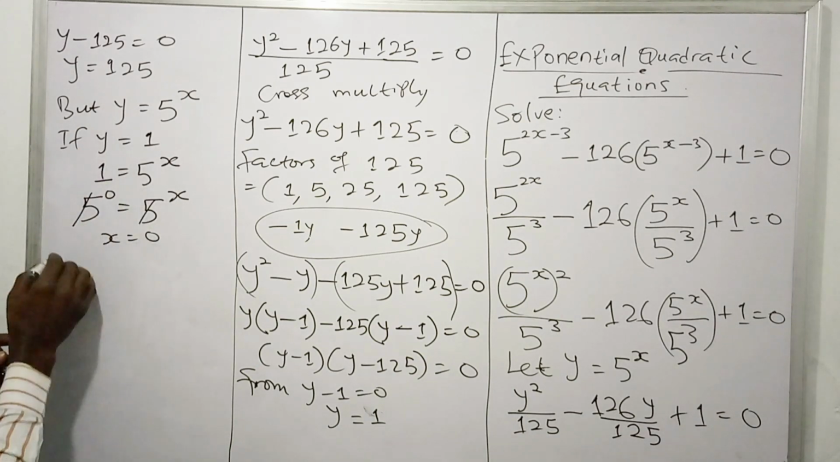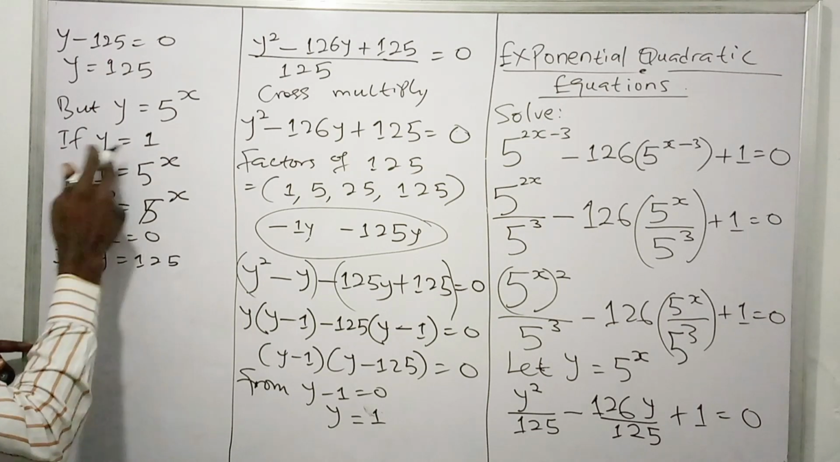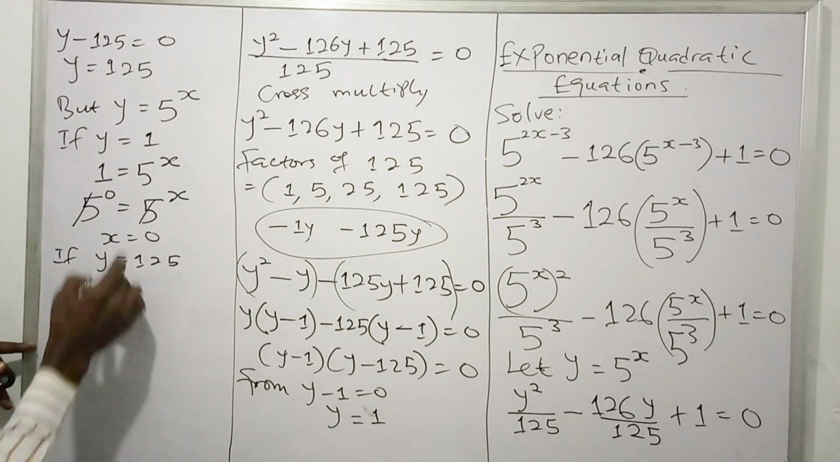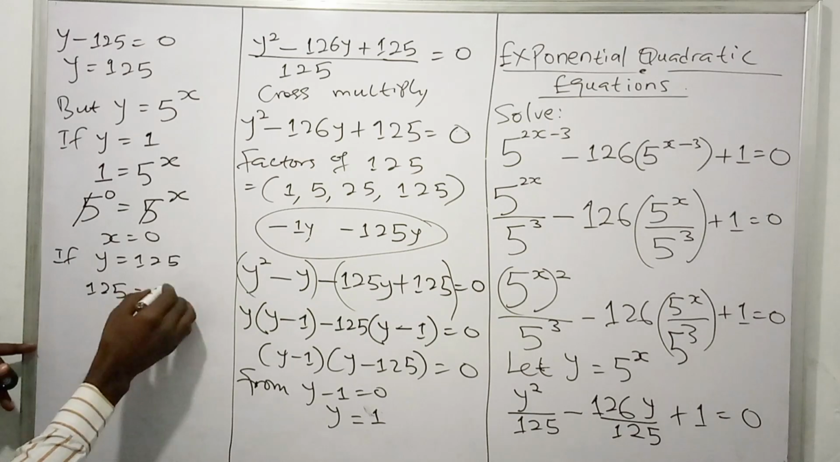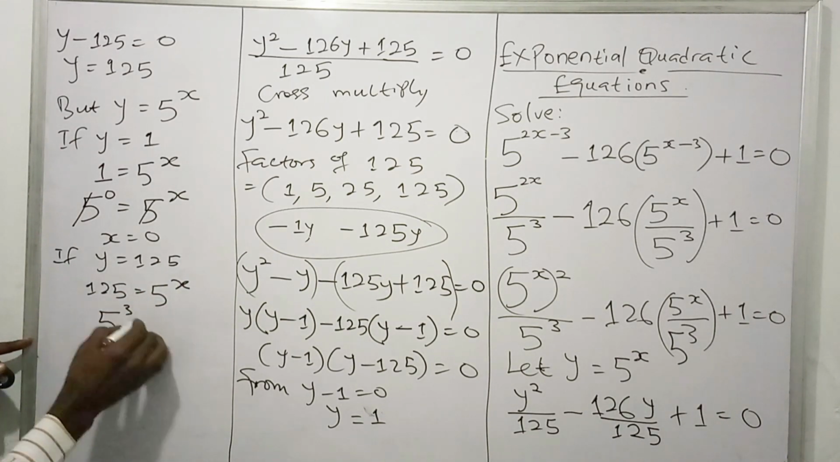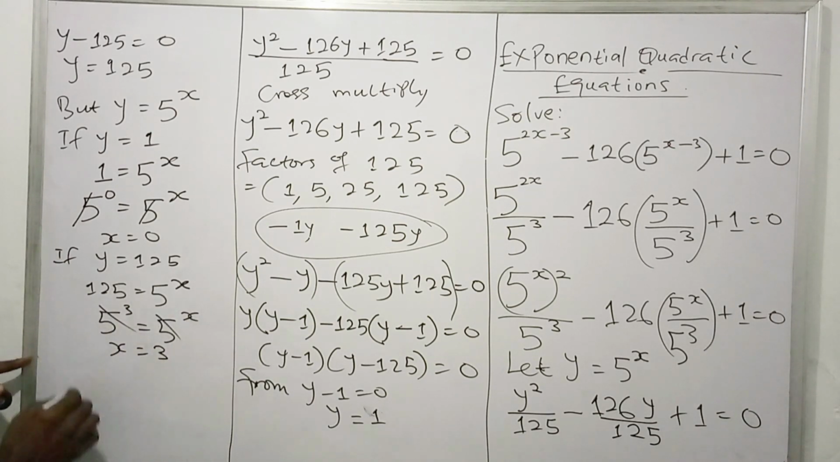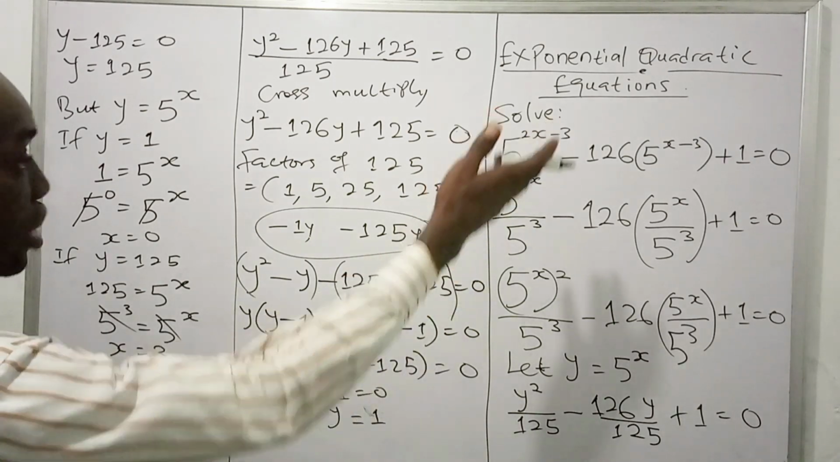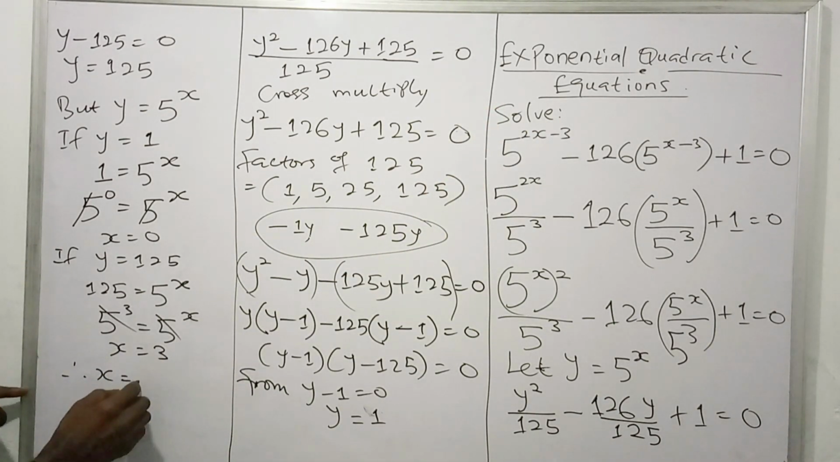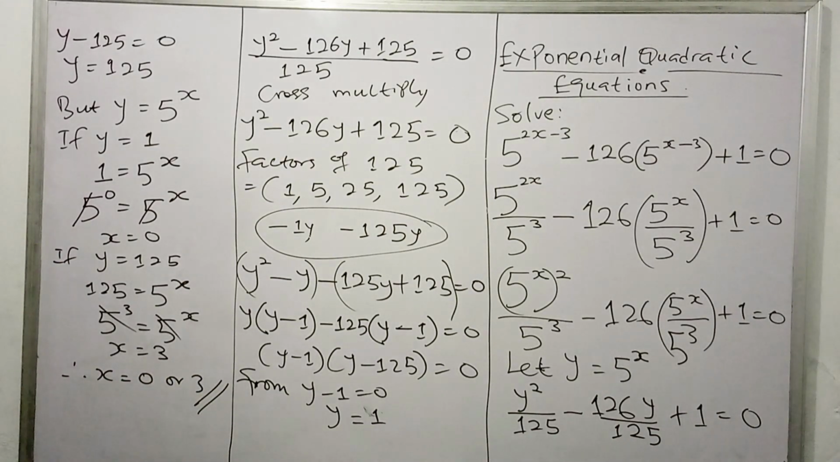0. Then also, if y equals 125, since we have two values of y there, that becomes 125, replacing y now, equals 5 raised to the power x. And if you turn 125 as an index of 5, that will give you 5 raised to the power 3 is equals to 5 raised to the power x. Again, the 5s will cancel out, so our x is equals to 3. So therefore, the two values of x for that equation are x equals 0 or 3. And that becomes the solution to this very exponential quadratic equation.